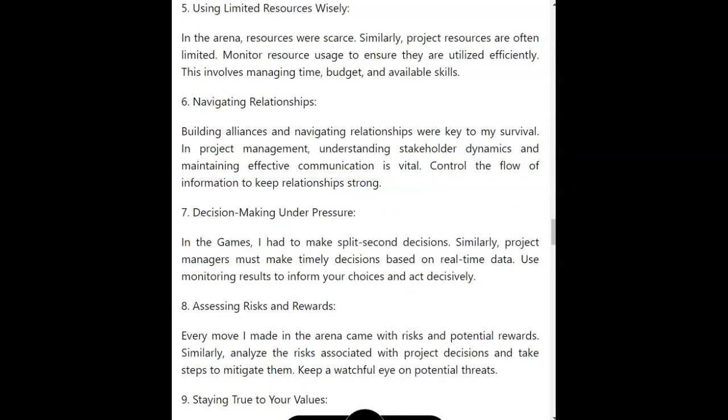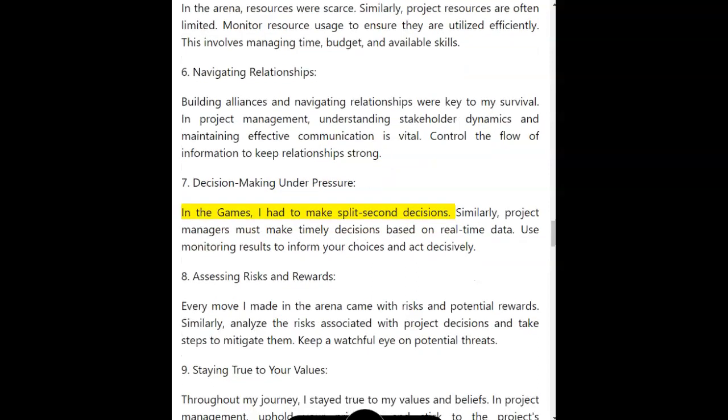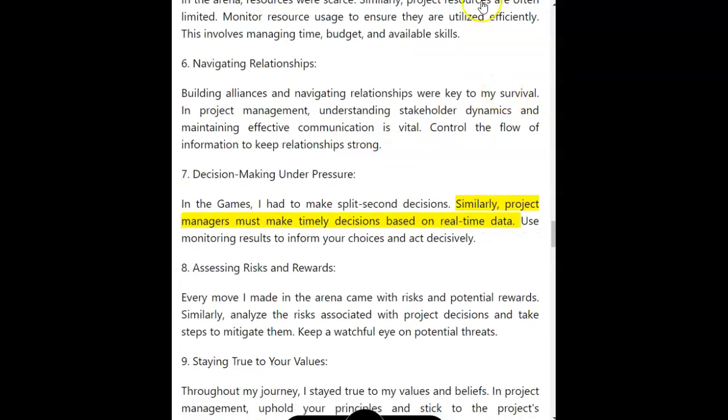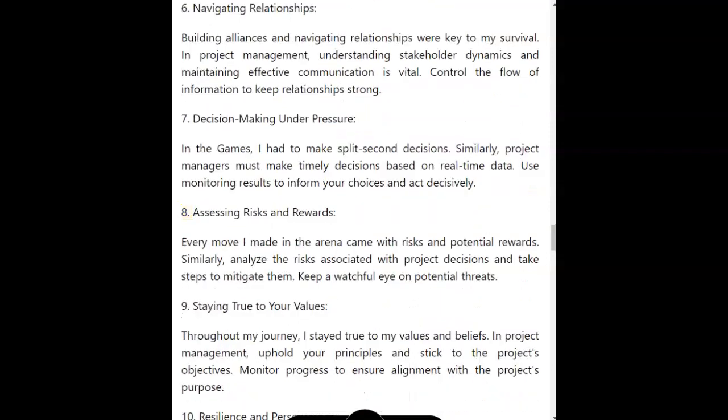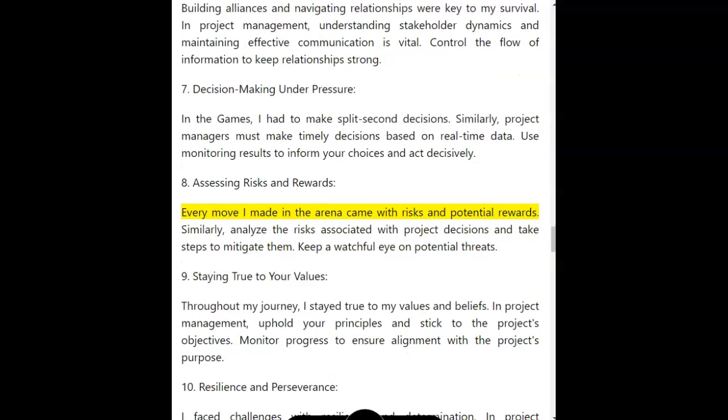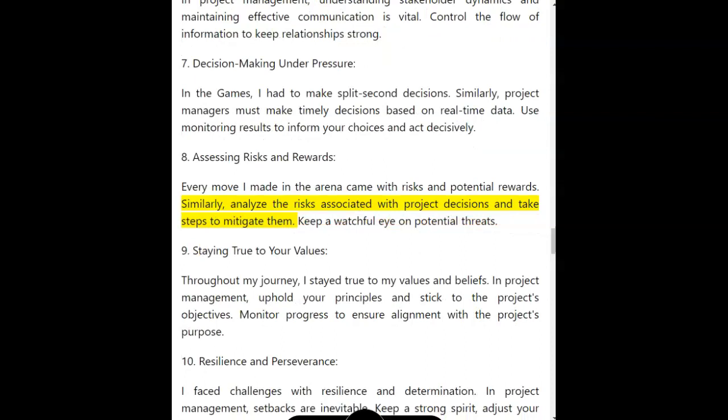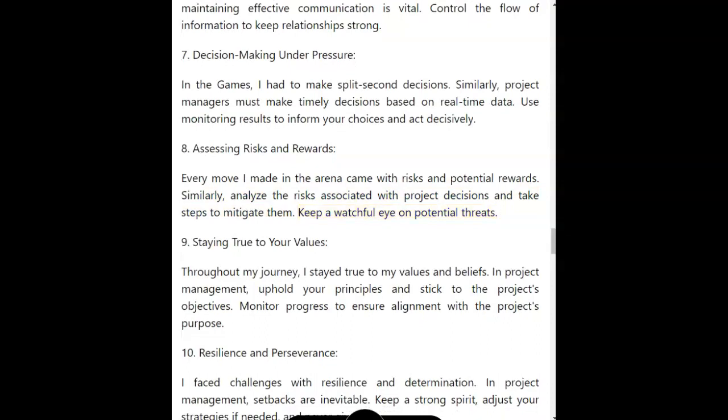7. Decision-making under pressure. In the games, I had to make split-second decisions. Similarly, project managers must make timely decisions based on real-time data. Use monitoring results to inform your choices and act decisively. 8. Assessing risks and rewards. Every move I made in the arena came with risks and potential rewards. Similarly, analyze the risks associated with project decisions and take steps to mitigate them. Keep a watchful eye on potential threats.